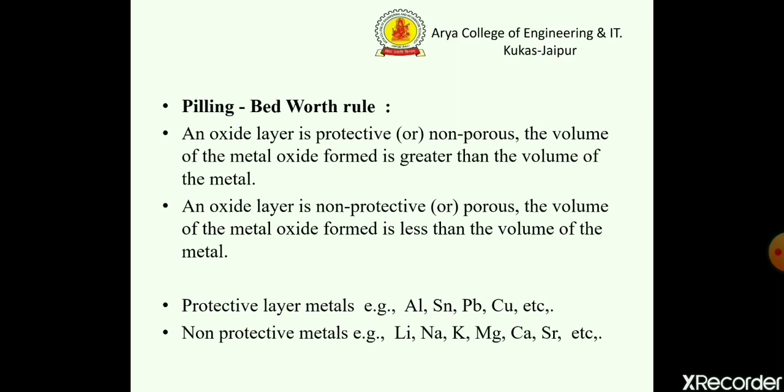The examples of protective layer metals are aluminium, tin, lead and copper, and the examples of non-protective metals are lithium, sodium, potassium, magnesium, calcium and strontium. And this rule is related to the first classification, that was oxidation corrosion.